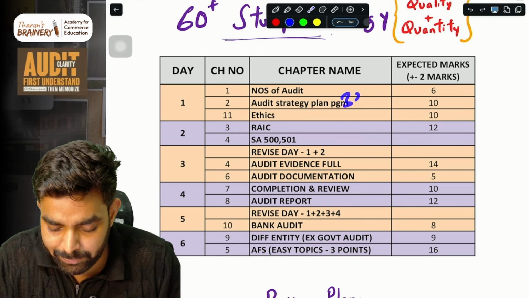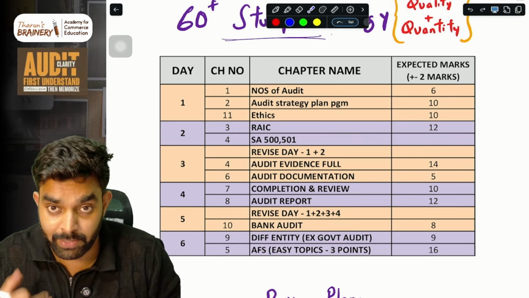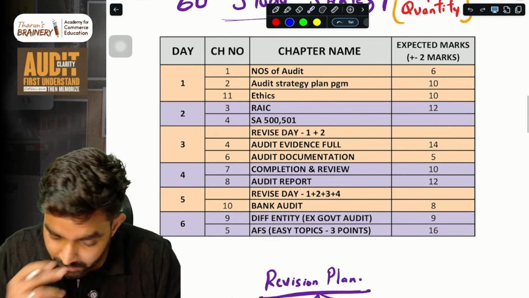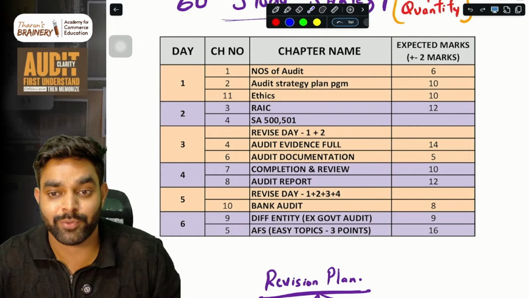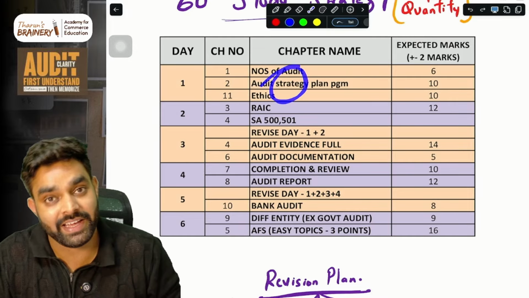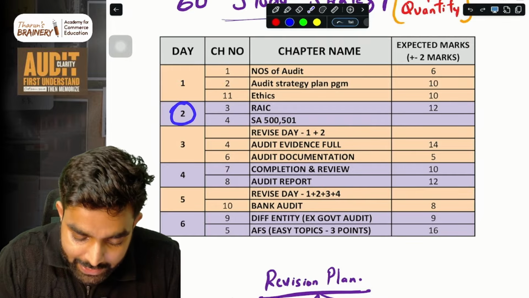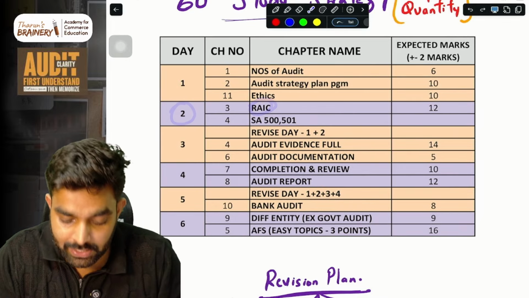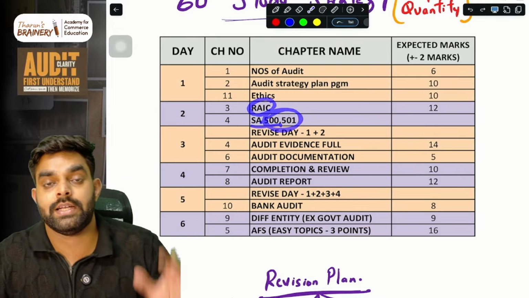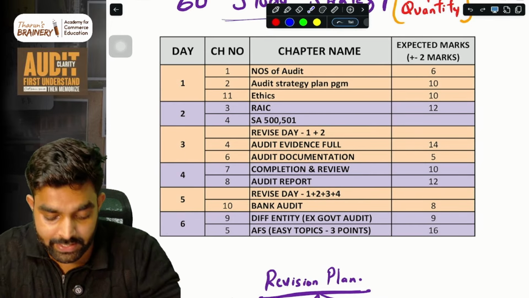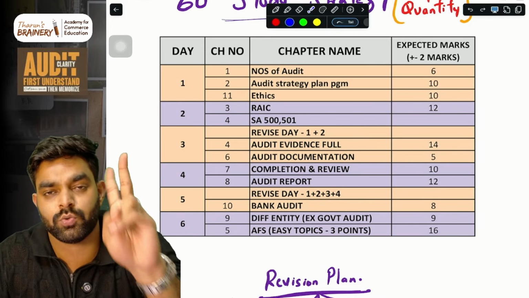It's just 35 pages in total, maximum, in Revise Audit, my book. From that, you can get almost 25 marks. Where else can you get it? 25 marks you are getting from just one day of revision. Then on the second day, if you are studying risk assessment and internal control, then risk assessment, internal control plus SA 500 and 501. That is 4 chapters. It's very easy. Not the entire 4 chapters, just these 2 essays.